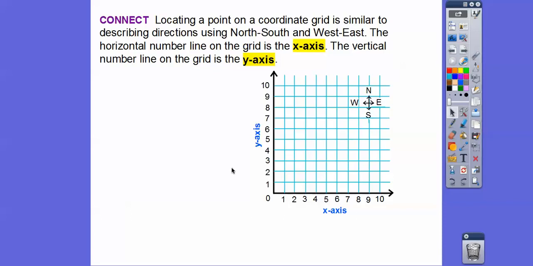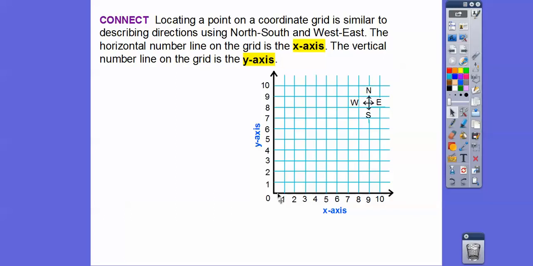Anyway, the horizontal number line down here, the one that goes to the right, is called the x-axis. So this is x equals 1, x equals 2, x equals 3, 4, all the way up to 10. It keeps going. That's what this arrow is for.